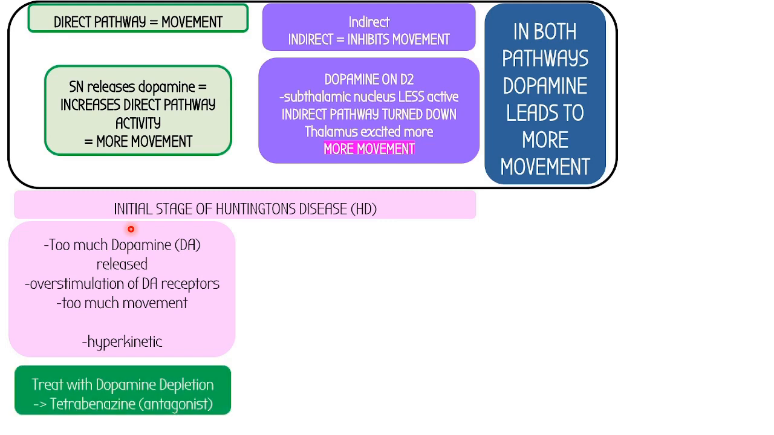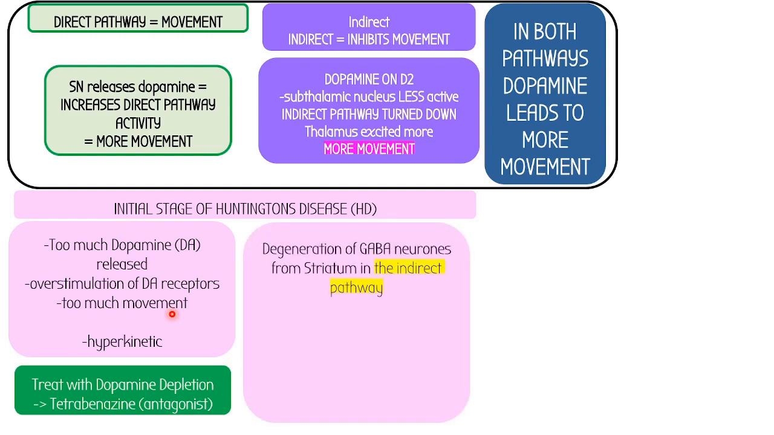And therefore, how are you going to treat it? Well, if it's caused by too much dopamine, you can treat it with dopamine depletion. You can give a therapy called tetrabenazine, which is an antagonist of dopamine, and it has been shown to help control the tremors of Huntington's.